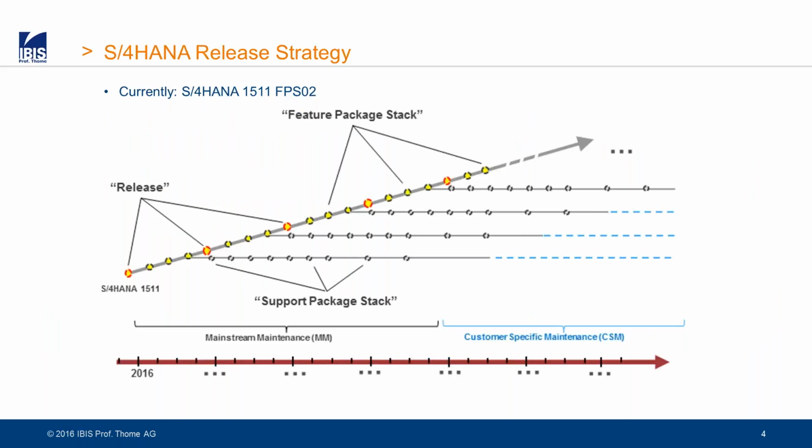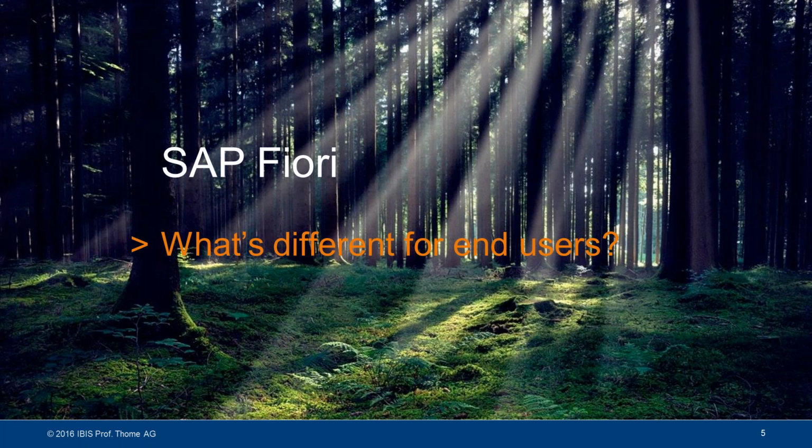When you talk about the release, it's just a little different naming than in the past. There is no more enhancement package or something like that. It's called Feature Package Stack, and currently we are on Feature Package Stack 2, and the release is still S/4HANA 15.11. The next one will be 16.10, I think. Yeah, this is where we currently are.